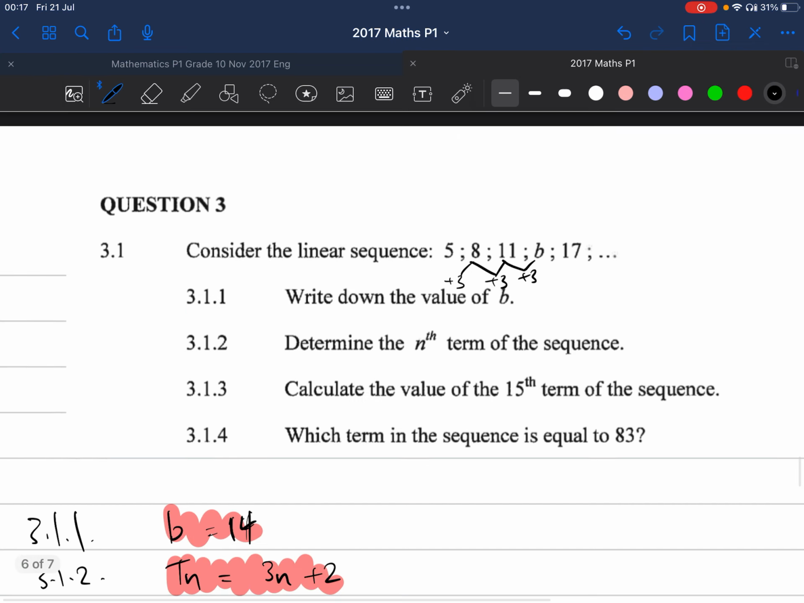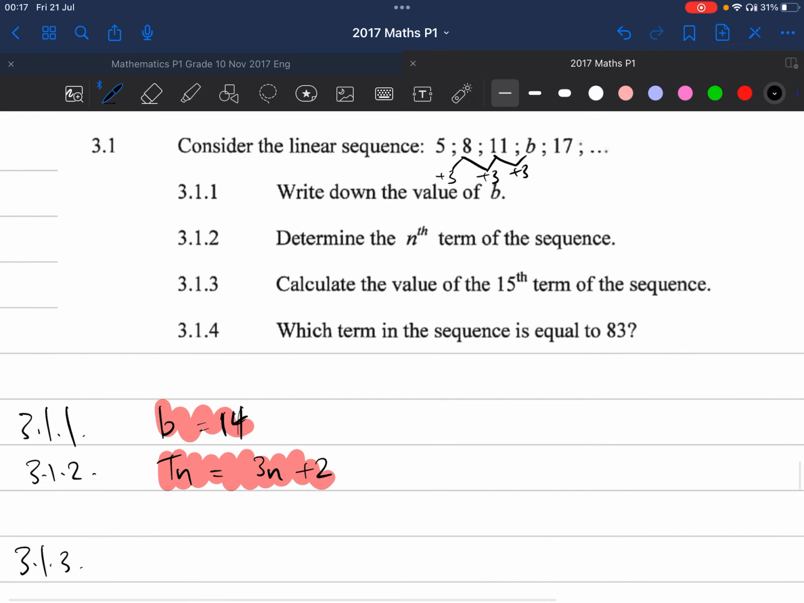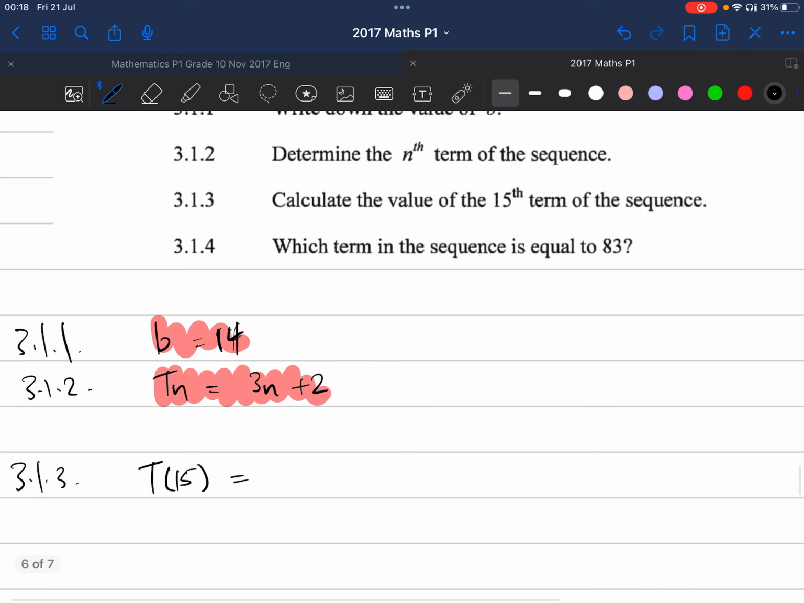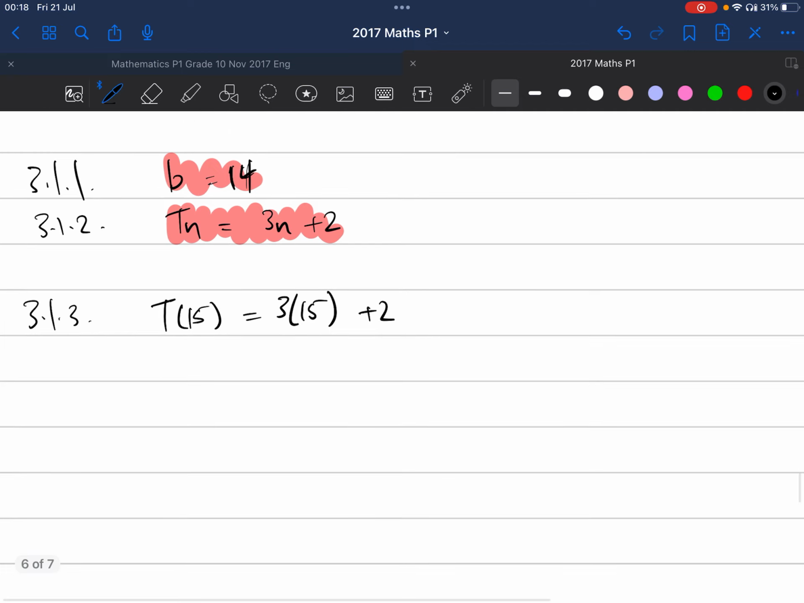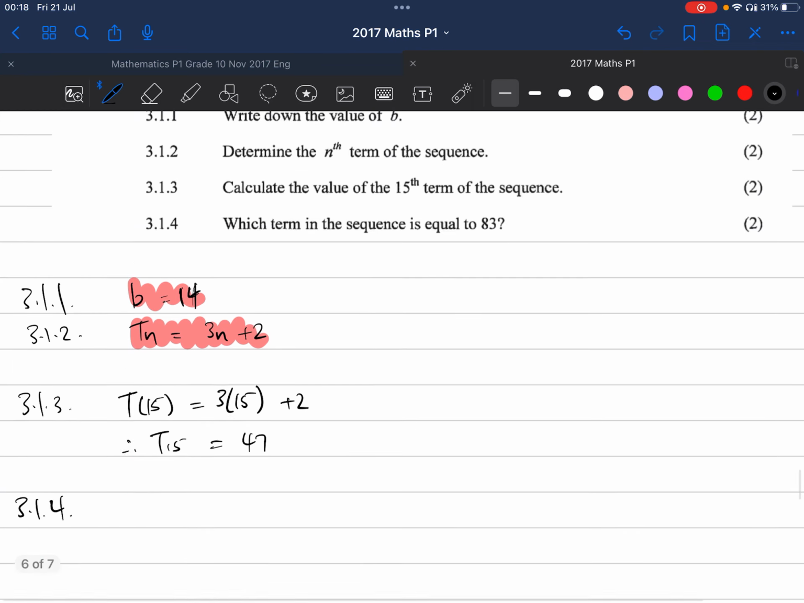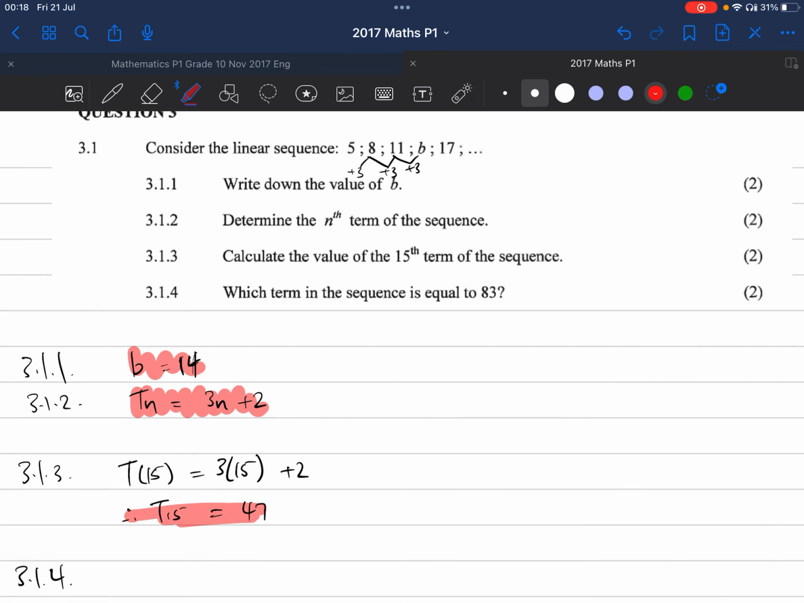Okay, 3.1.3. Calculate the value of the 15th term. So now that we confirm that our formula is right, we can just substitute in 15. So now in place of n, we're just going to input 15. Okay, so T15 is equal to 47. Okay, because that's 45 plus 2 is 47. So this answer is correct as well.